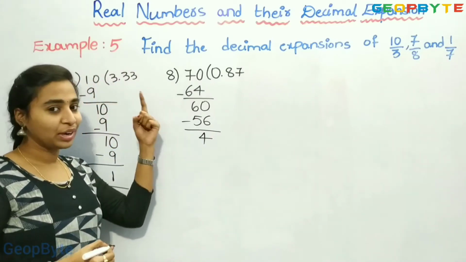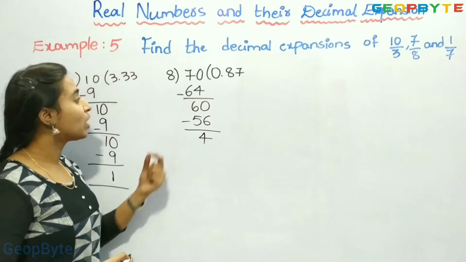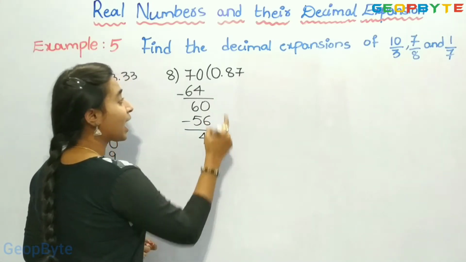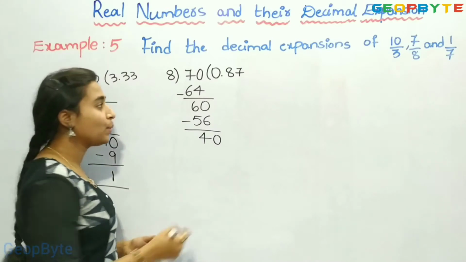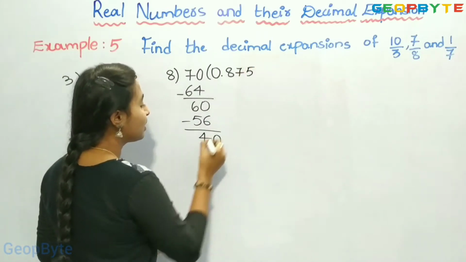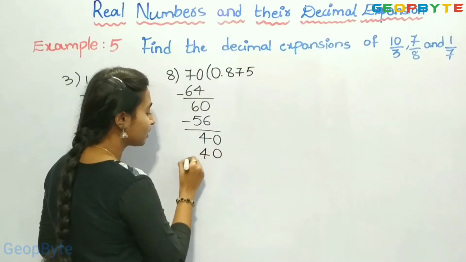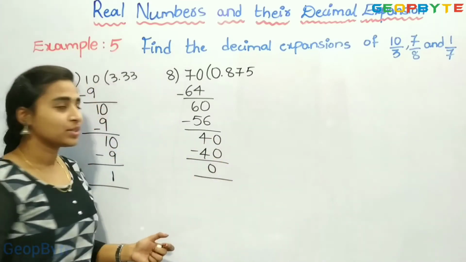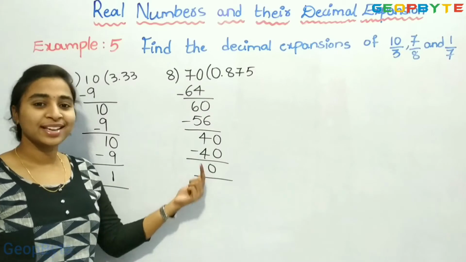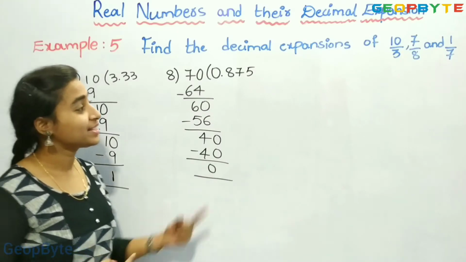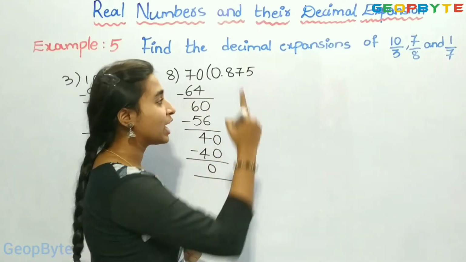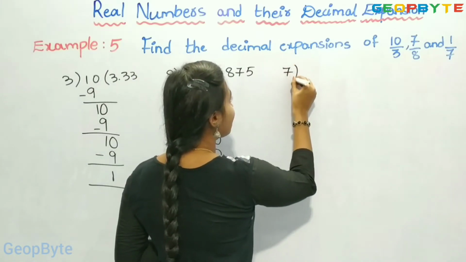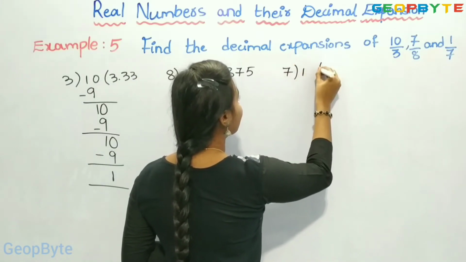Again 4 is not divisible by 8 as it is smaller number. Let us write a 0 here as we have a point. Now 8 5s are 40. 40 minus 40, 0. So we got the 0 as remainder here. Let us see the last one. We have 1 by 7. 7 will be divisor and 1 will be dividend.